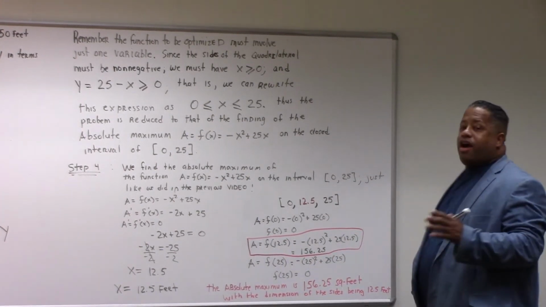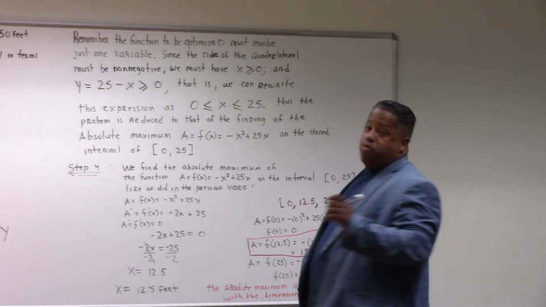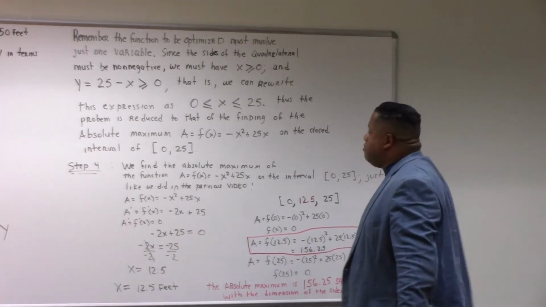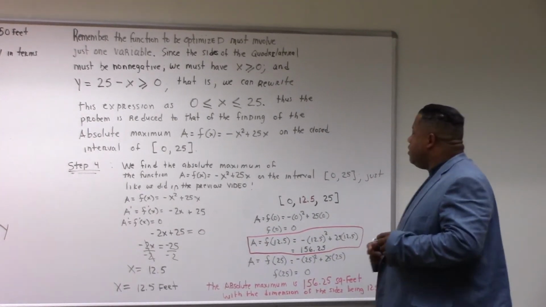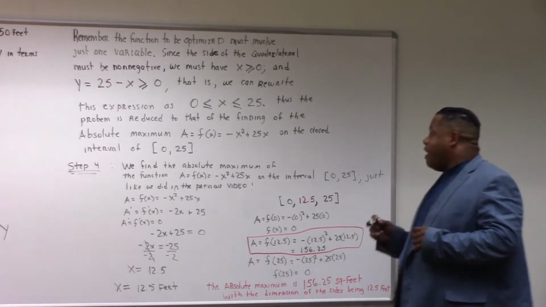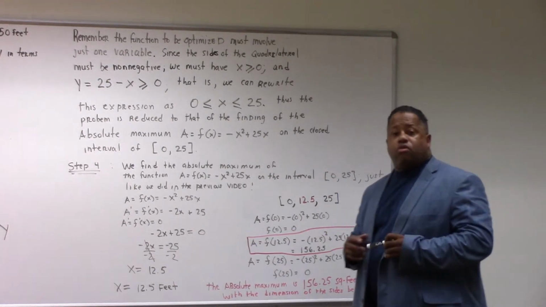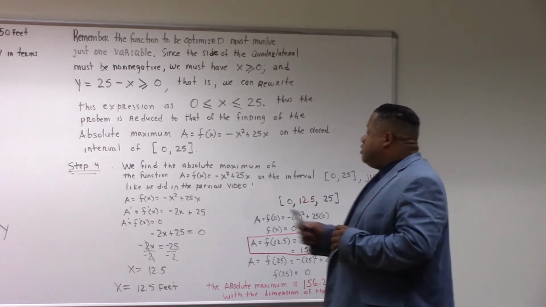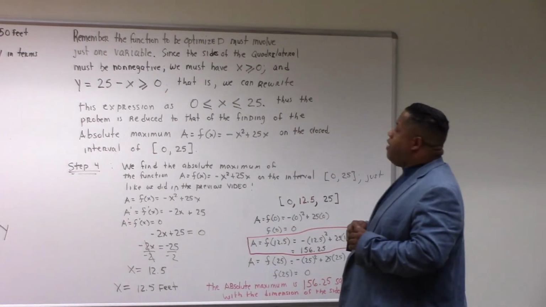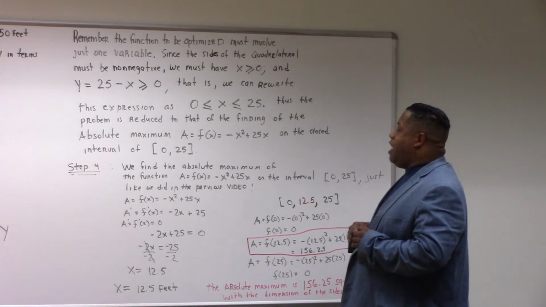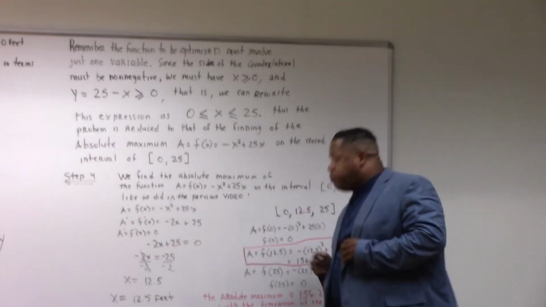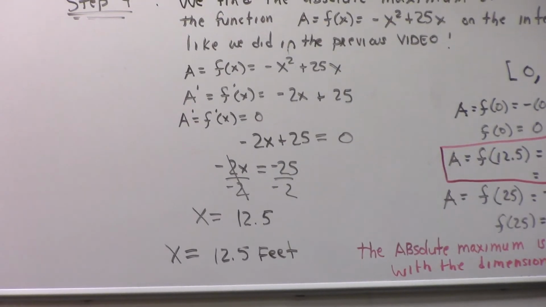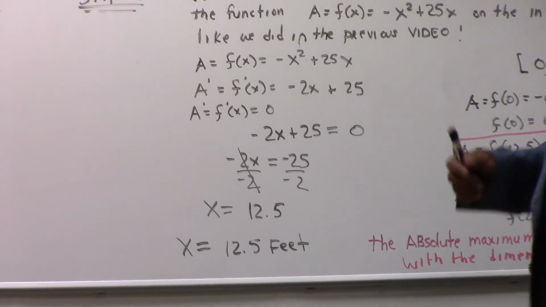However, we still have to find the derivative and find the critical points, right? So again, step 4, we find the absolute maximum of the function on the interval from 0 to 25, just like we did in the previous videos when we did the absolute minimum and absolute maximum problems. So we take the derivative of negative x squared plus 25x, and we come up with negative 2x plus 25. And so we, again, what do? We set the first derivative equal to 0, and then we solve for what?